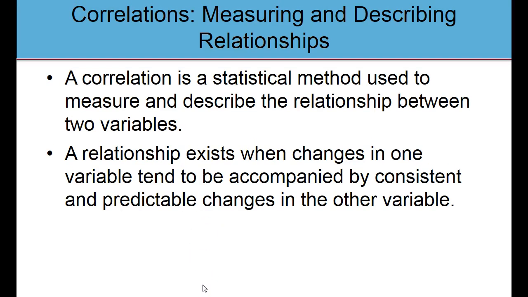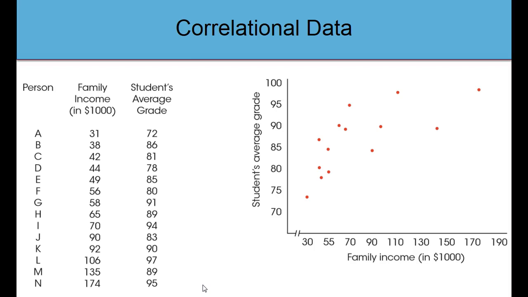Correlations. What is a correlation? It comes from the word correlation, so the relationship between something, and in this case it is the relationship between two variables. And the way we note whether there's a relationship is to see how one variable changes in terms of the other variable. So a relationship exists when changes in one variable tend to be accompanied by consistent and predictable changes in the other variable.